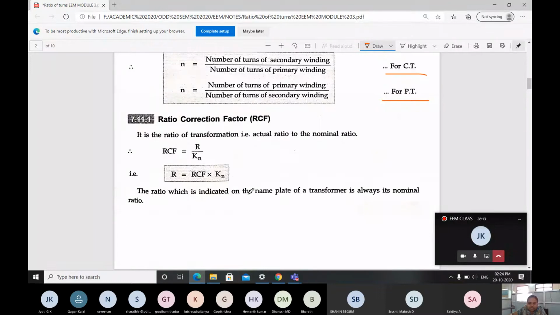The ratio which is indicated on the nameplate of the transformer is always the nominal ratio. When you check your transformers, the ratio that is given is always the nominal ratio only.